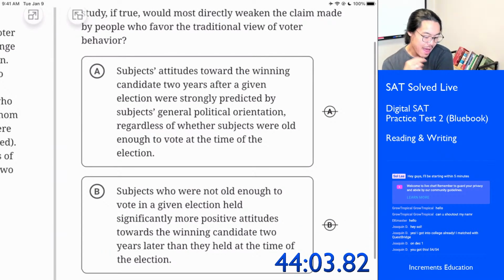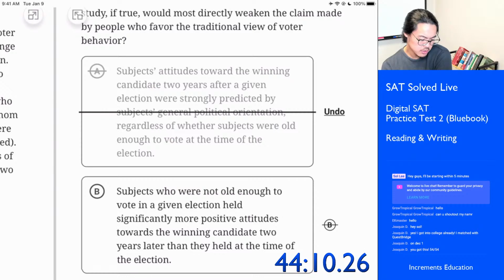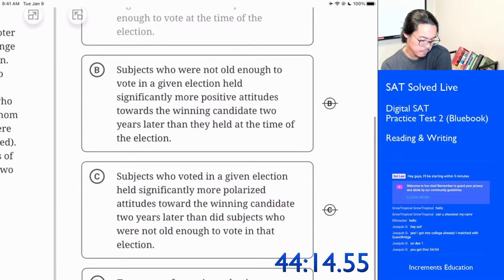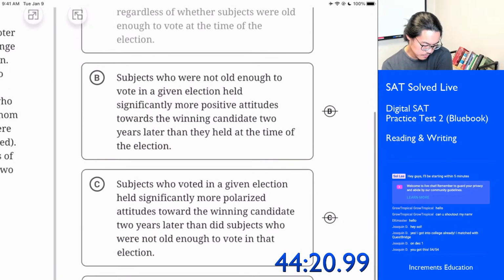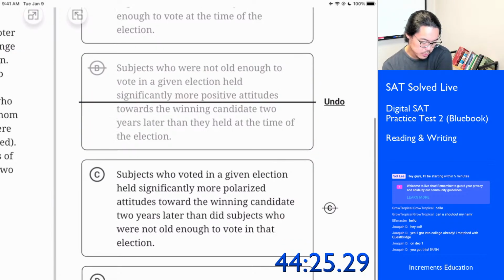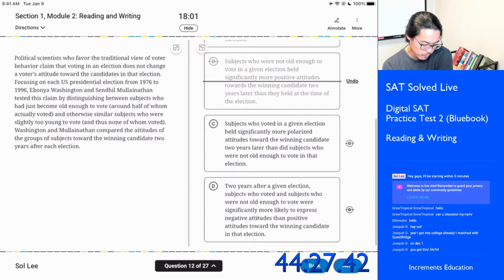Subjects' attitudes 2 years after the election was predicted political orientation? No, this is traditional. Right? We need to weaken the traditional. We need to say that actually the voting itself affects it. Positive. No, this is not comparing between the groups. It's only comparing within themselves over time.